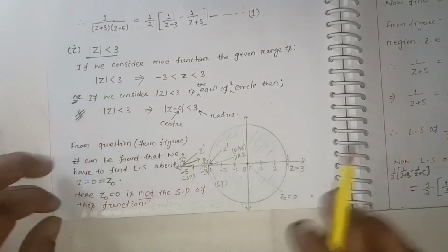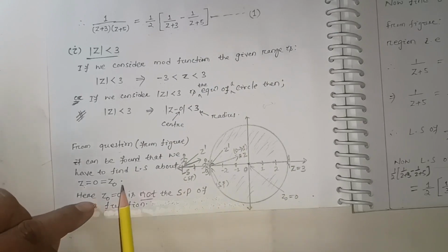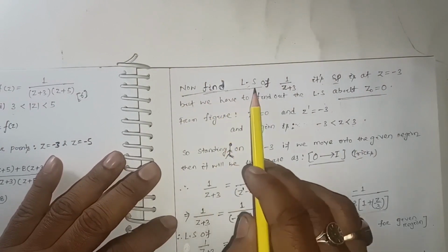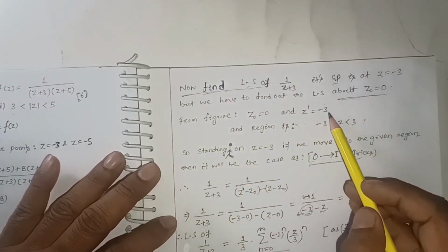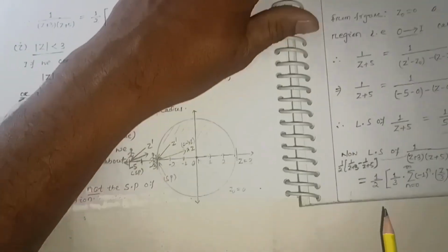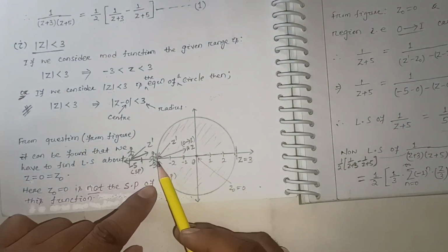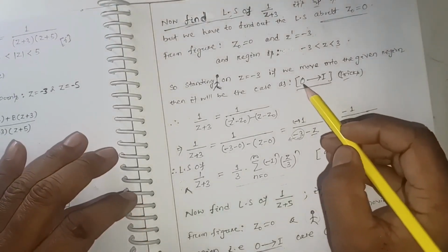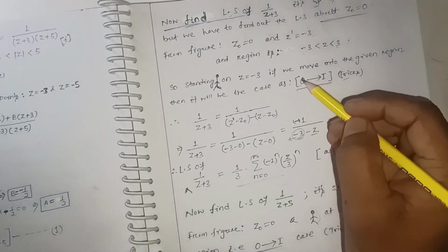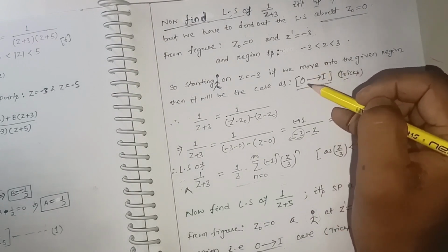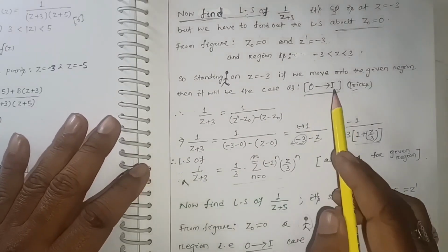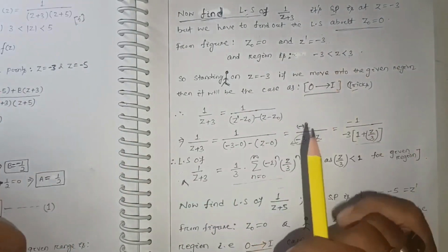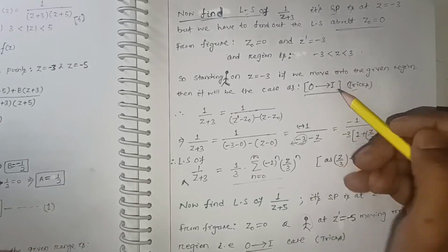You draw this figure. After drawing it, mark z0 and z dash. To find the Laurent series of 1 by z plus 3, z dash is -3, z0 equals 3. From the figure it is clearly visible that this is the out to in case, so you just write out to in here. Out to in to out is the trick I have told you to do your Laurent series easily. In your exam you may write it or not.